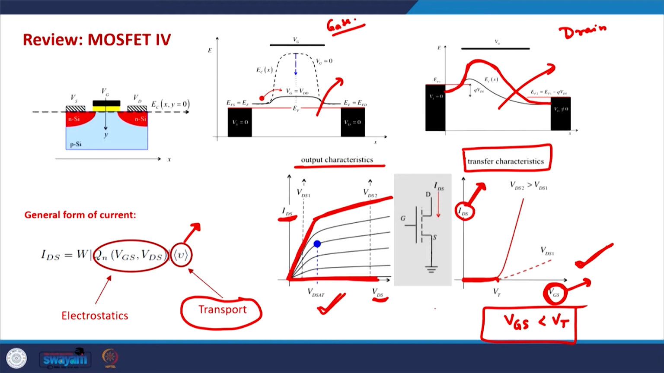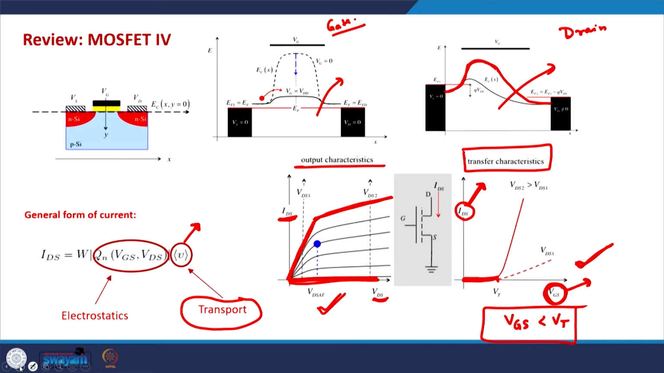So this is what we have seen so far. We have discussed fairly the linear regime and the saturation regime, and we started discussing the subthreshold regime. As you can see on both of these plots, output characteristics and transfer characteristics, in the subthreshold regime the amplitude of the current is extremely low, and is not properly visible.